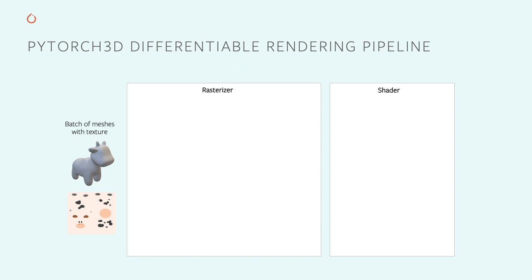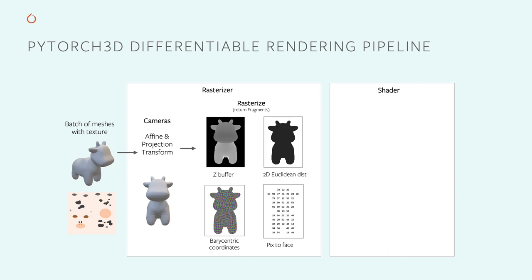The PyTorch3D renderer is split into two parts, a rasterizer and a shader. It can take as input a heterogeneous batch of meshes and associated textures. The first step inside the rasterizer is to use a camera to transform and project the input batch of meshes onto the 2D plane. The next step is the rasterization, from which we output four intermediate variables for each pixel, which we called the fragment data.